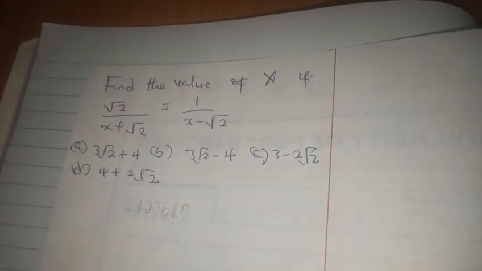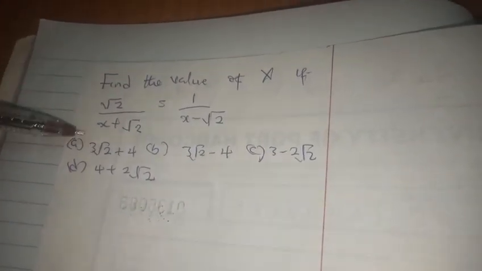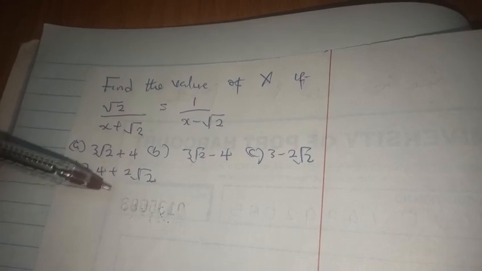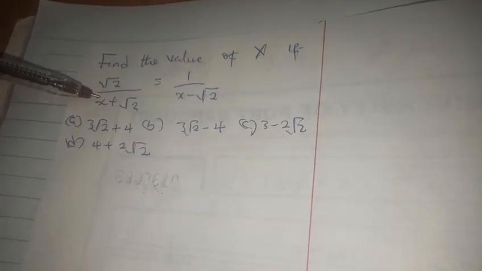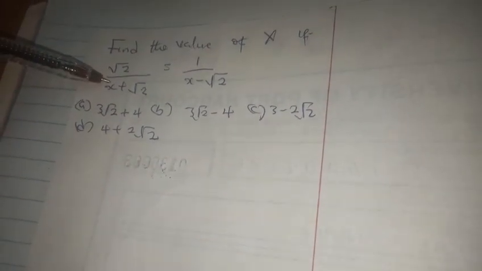So we have a question: find the value of x if root 2 x plus root 2 equals 1 over x minus 2. So we have options here. This is a short question. So in this case, let's take it step by step.